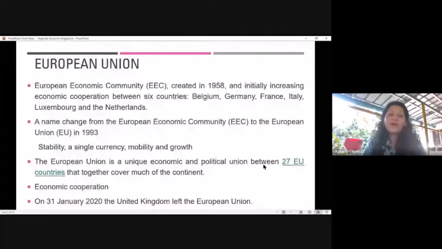European Union initially, way back in 1958 when it came into existence, was called the European Economic Community, EEC. Initially, there were six countries, which included Belgium, Germany, France, Italy, Luxembourg, and Netherlands. Initially, they went into a collaboration. Primarily, the intention was to smoothen the trade relationship between these countries. And later, by 1993, the EEC came to be known as the European Union.